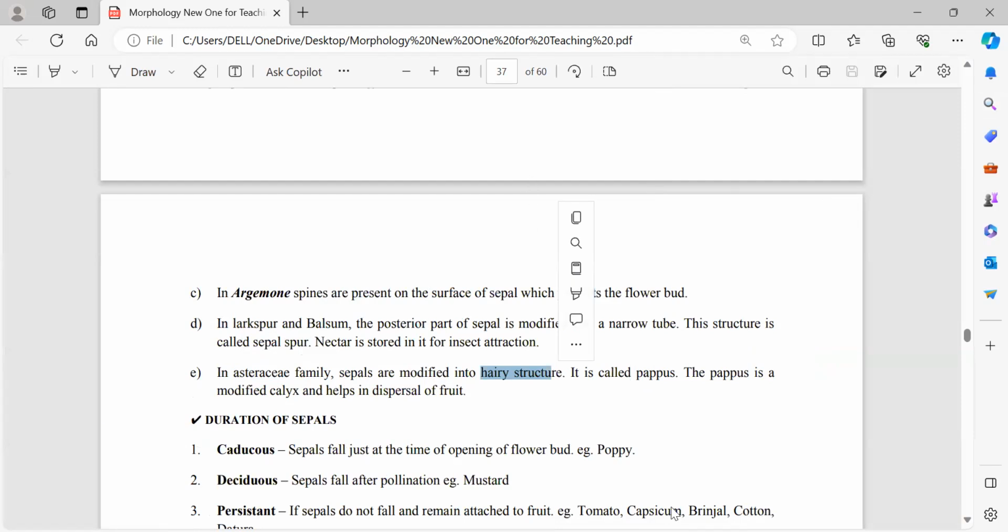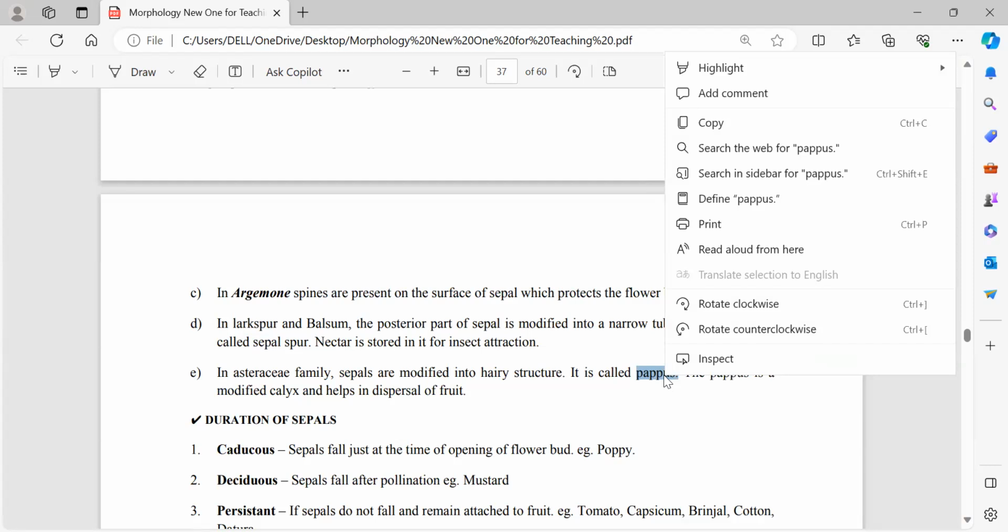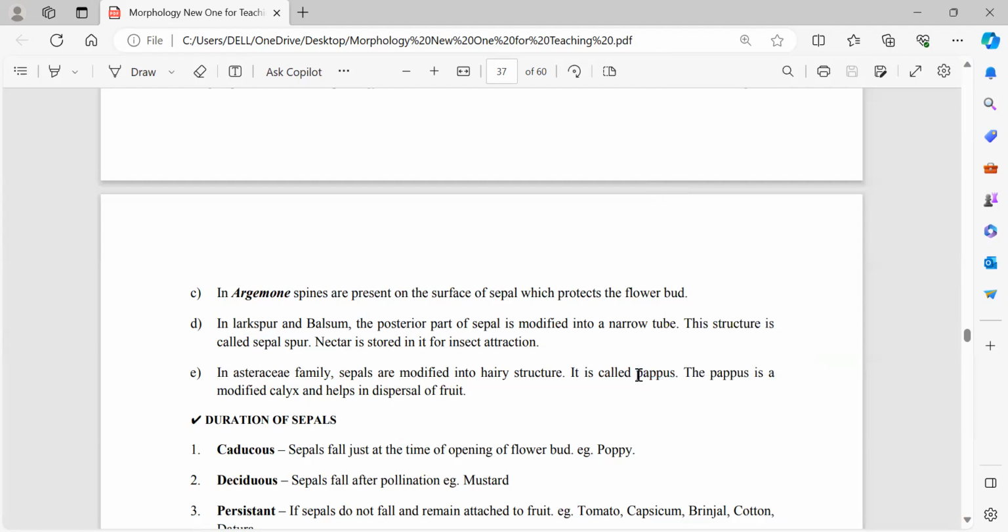आवाज समझ? ऐसे सेपल्स को क्या कहते हैं? Pappus. पैपस को याद रखेंगे. It is called pappus. आपसे आप बताओ, what is meant by pappus? अगर एक नंबर का क्वेश्चन आए, या 3 नंबर का, आपके एग्जाम में. Hair like, here when sepals become modified into hair like modified structure, hair.